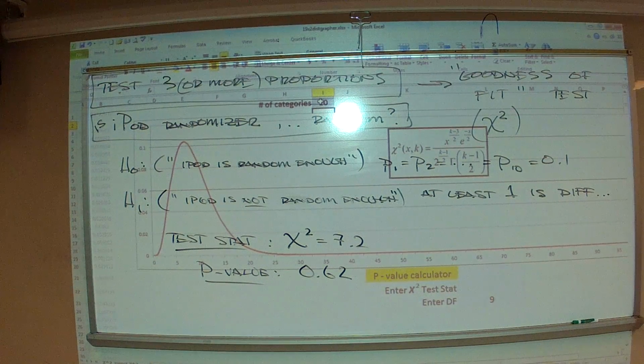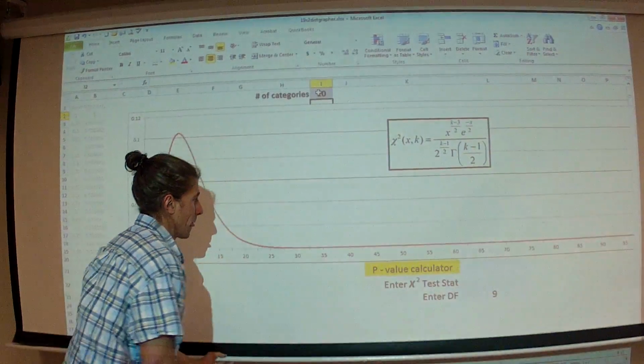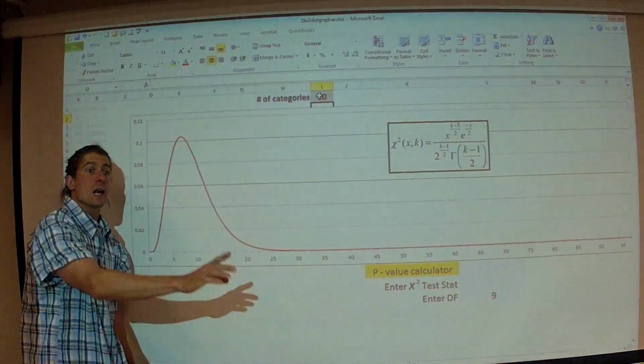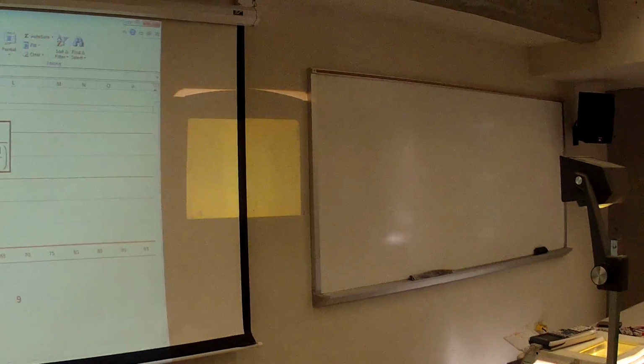Yeah, Christian, go ahead. So are you going to cover in more detail what that 7.2 means? Good. It's distance along this horizontal axis. Technically speaking, let me show you what it actually is equal to, Christian, over here with the TIs.